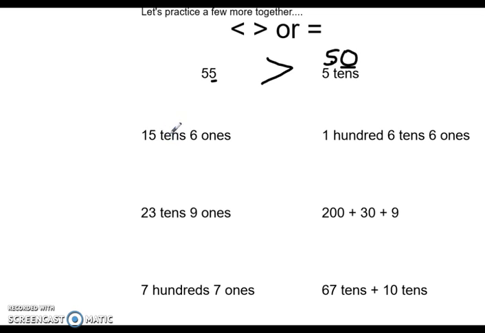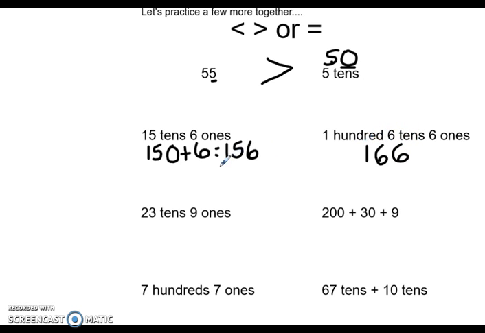Remember, if a number ends in the word tens, we can replace the word tens with a 0. So 15 tens is actually 150, plus the 6 ones, which gives me 156. Over here, I have 100, 6 tens and 6 ones, which gives me 166.